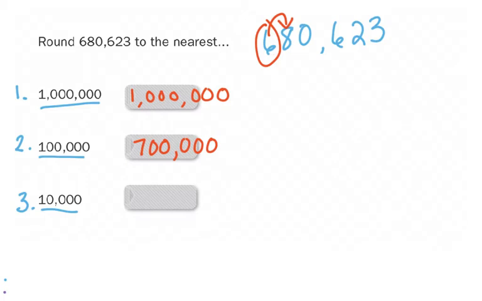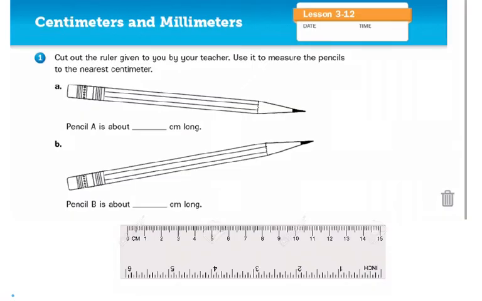And lastly, if we go ahead and round to the nearest 10,000, we circle the 8, which is in the 10,000s, we look 1 to the right, it's 4 or less, so we let it rest. 680,000. Go ahead and clear off your whiteboard. And this is where we're going to use our ruler. So you can see at the bottom, I have a ruler that on one side it has inches, and on the other side it has centimeters. So we're going to be using the side that has the centimeters.